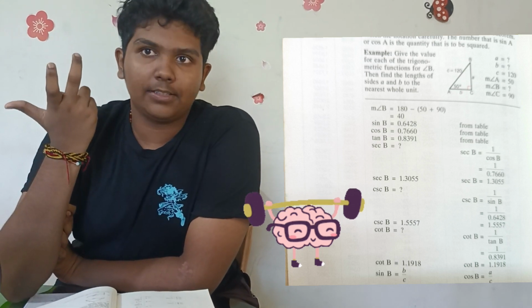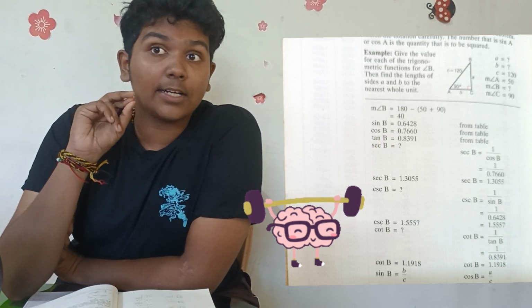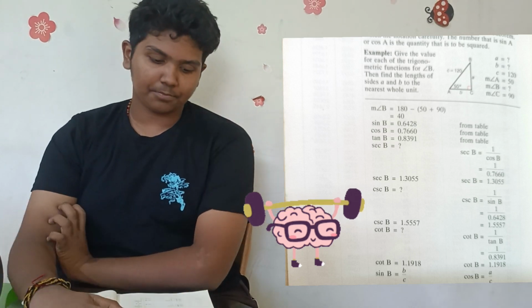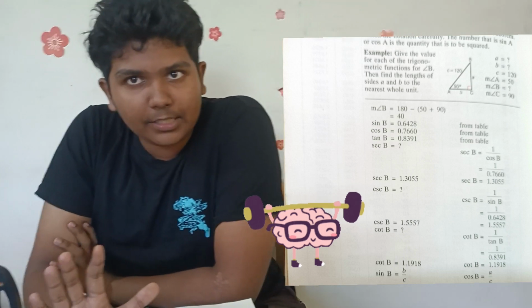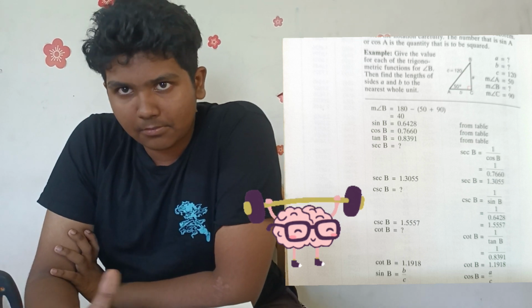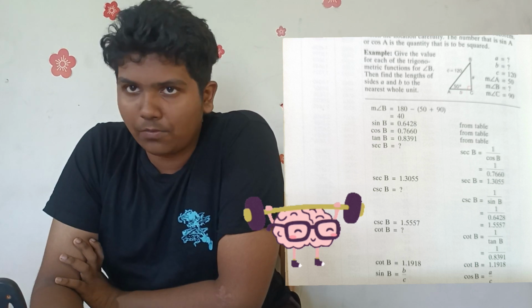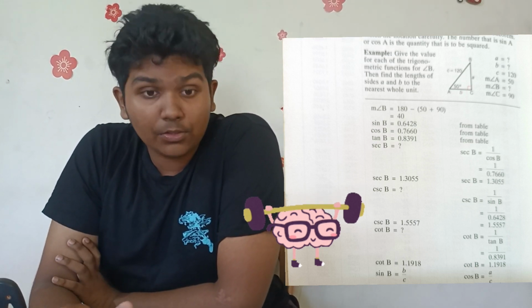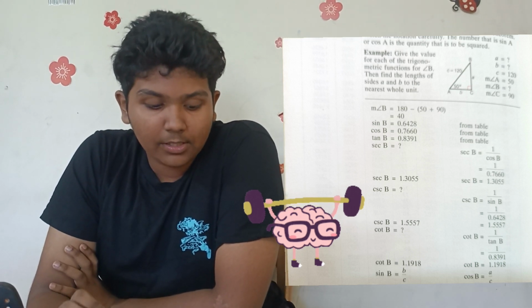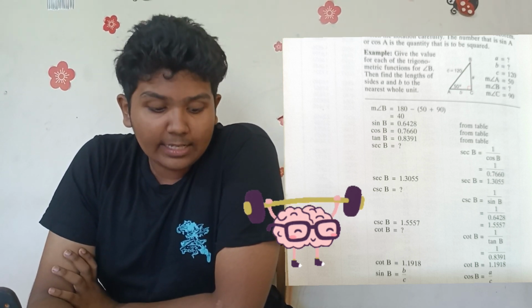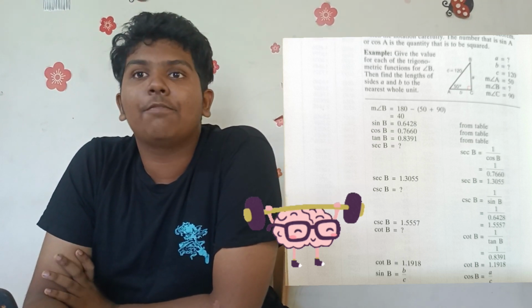Now the sine B. Here they ask you to find all the ratios relating to B. How do you solve it? The table is given to you, okay? So for B, which is 40 degree, sine 40 is equal to 0.6428. Cos 40 is 0.760. Tan 40 is 0.8391, and sec B is definitely unknown.